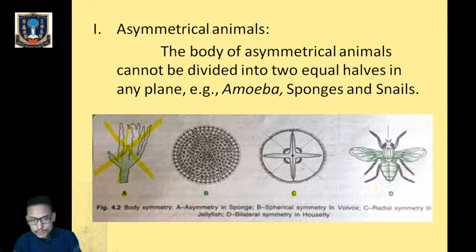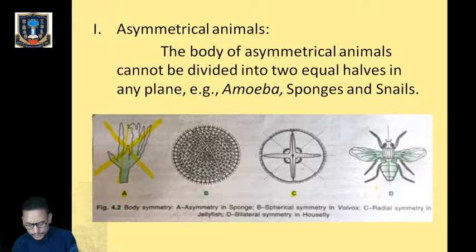In these animals, the sides and the ends of the body are not demarcated. And when we go to figure C, which is radial symmetry, it means that animals have a cylindrical body with body parts arranged along the longitudinal axis, and their body can be divided into two equal halves by any number of planes passing through the center from top to bottom. That means animals which show radial symmetry can be divided into two equal halves by cutting from any plane or any direction from top to bottom. Examples are echinoderms.